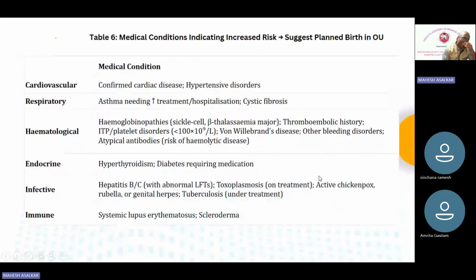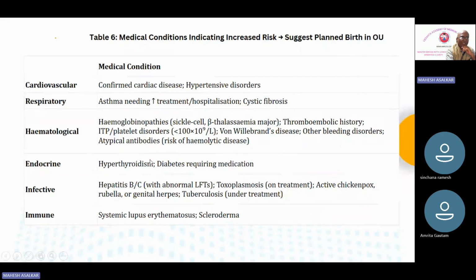So medical conditions indicating increased risk suggest planned birth in an obstetric unit. What are the medical conditions which indicate this? Various cardiovascular, respiratory, hematological, endocrine, infective and immunological conditions, such as confirmed cardiac disease or hypertensive disorders; respiratory conditions like asthma, cystic fibrosis; or hematological conditions like hemoglobinopathy, sickle cell, beta thalassemia major, thromboembolic history, ITP, von Willebrand's disease. These patients will deliver in the obstetric unit directly.